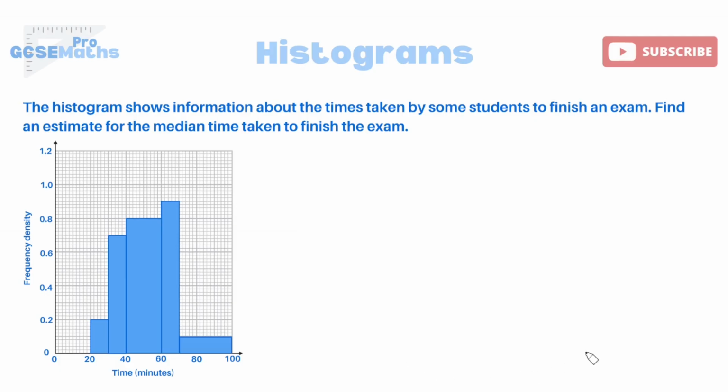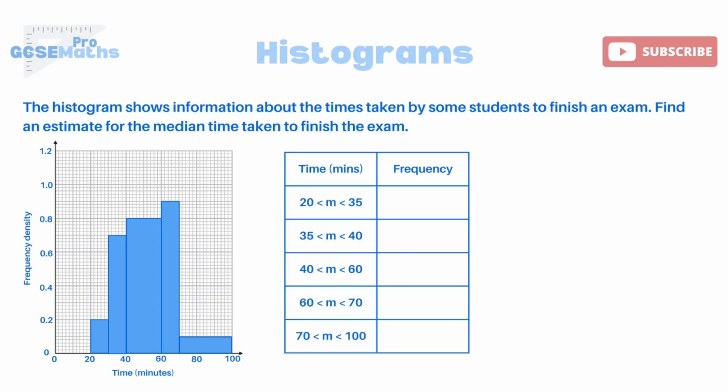Now, our final question is on histograms. The histogram shows information about the times taken by some students to finish an exam. Find an estimate for the median time taken to finish the exam, so median. So we're going to want to work out our frequency table. Obviously, histograms, we're going to use our formula triangle. Frequency is always at the top. Frequency density, class width.